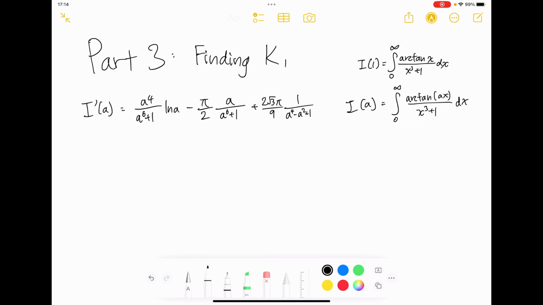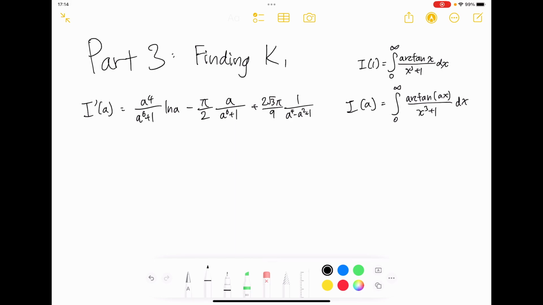And now we've used Feynman's trick, or differentiation under the integral sign, to find I prime of A. And in addition, I of 1 is the value we want, because when you substitute A equals 1 into here, that gives us our original integral. That is what we've done, and now we are going to continue it.